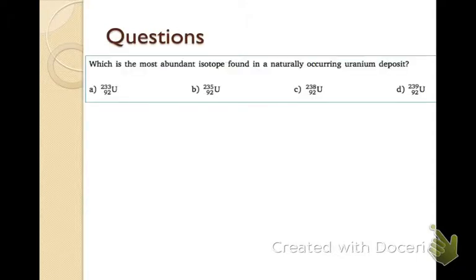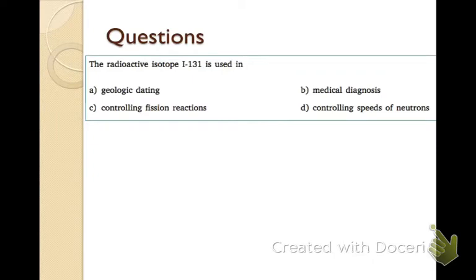So some questions here. What is the most abundant isotope found in a naturally occurring uranium deposit? So we want to make sure that we figure out which one ends up being the most abundant. So we'll actually end up picking whichever uranium that we saw before, right? So this is memorization. Can't really help you much out with that. But we saw uranium-235. So that was the one that was naturally occurring in deposits, or most abundant.